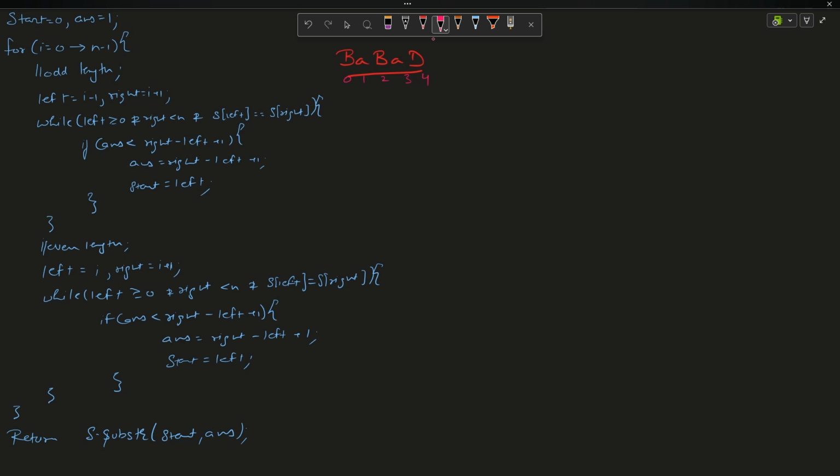Let us take it step by step. I will initialize my start as 0 and my answer as 1. Now, you can debate why I am starting answer as 1.